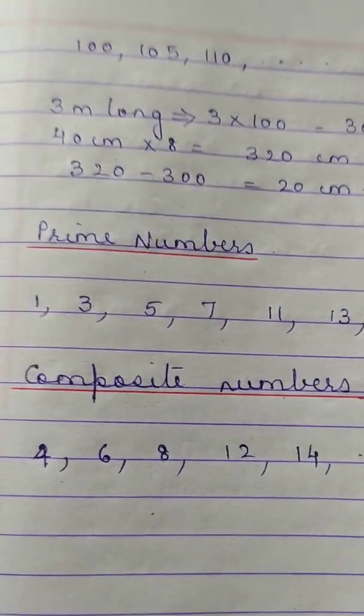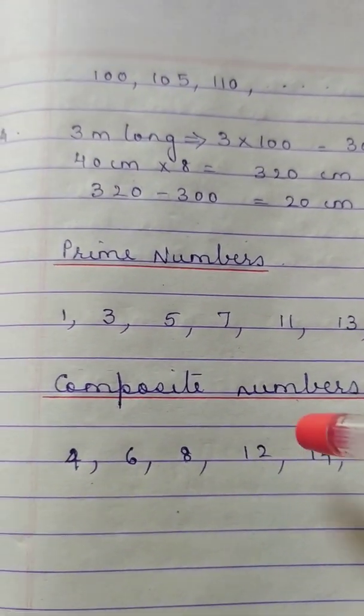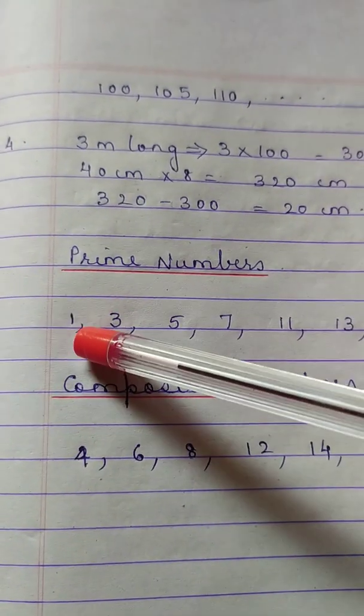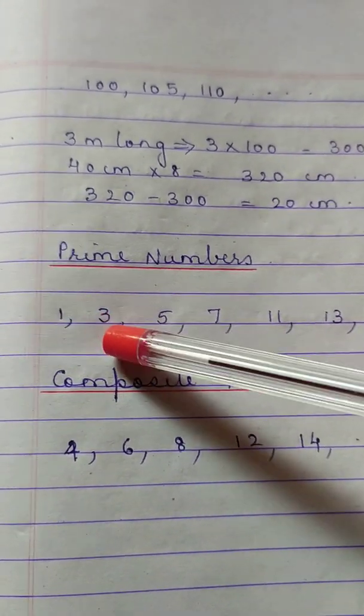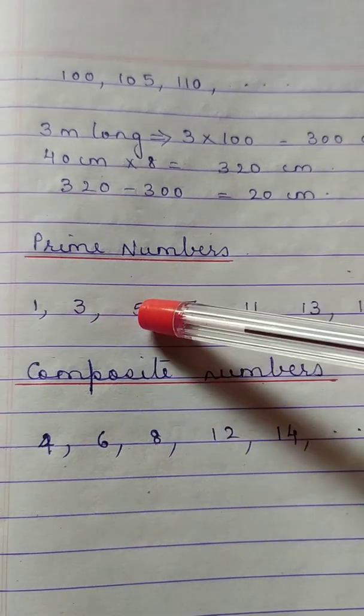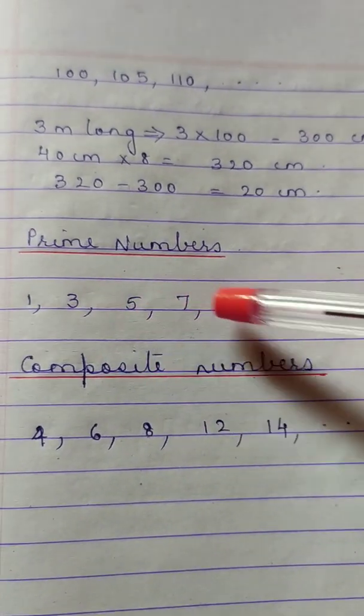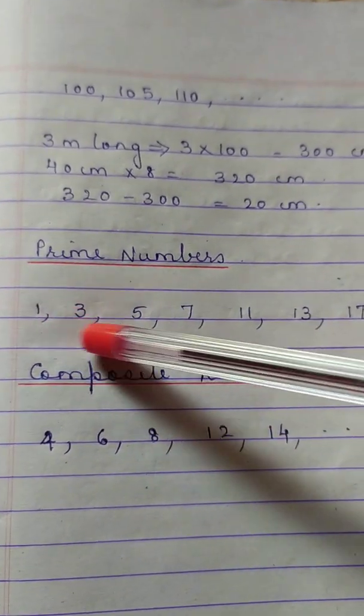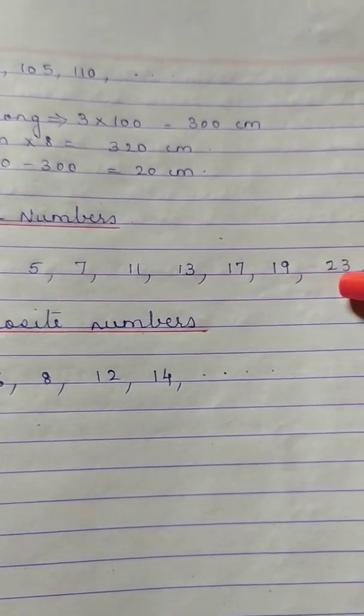A number which has only 2 factors, 1 and the number itself. So 1, 3. What are the factors of 3? 1 and 3. For 5, 1 and 5. For 7, 1 and 7. So such numbers are prime numbers.